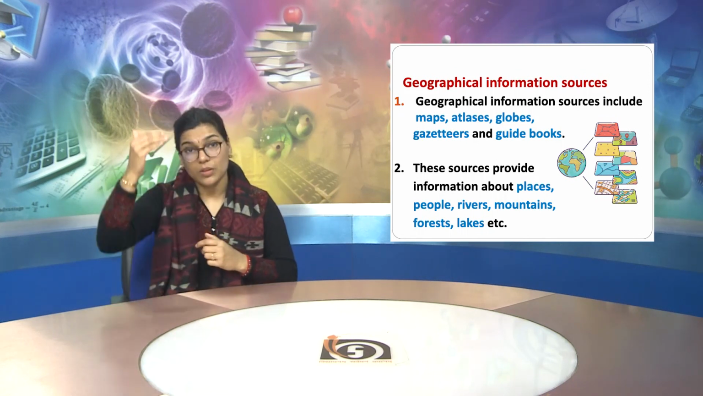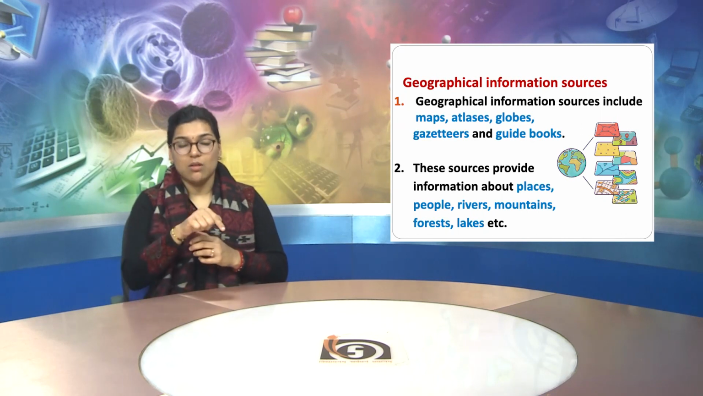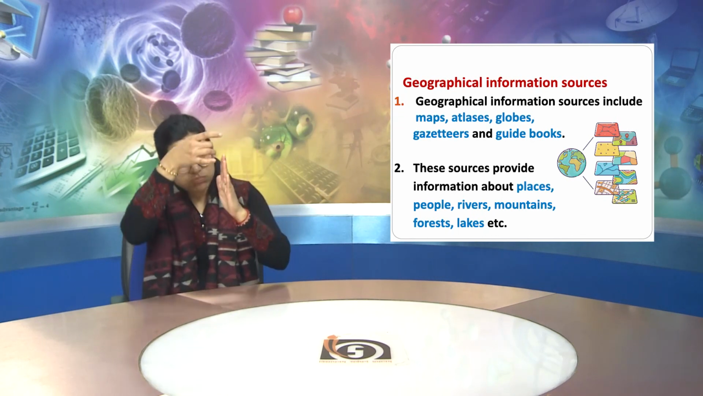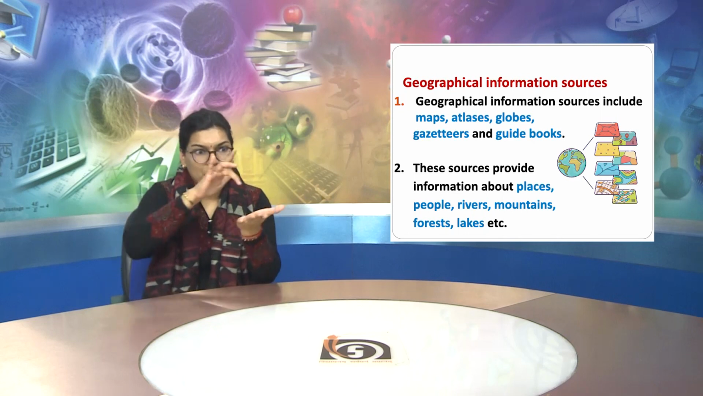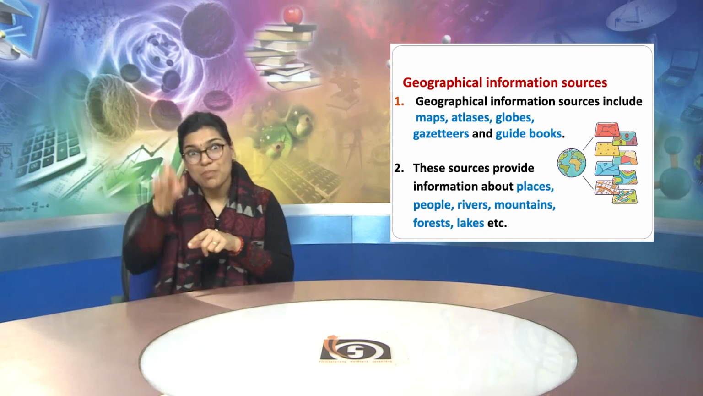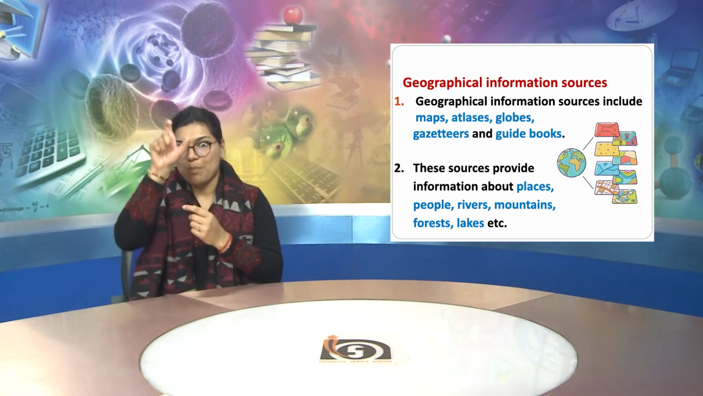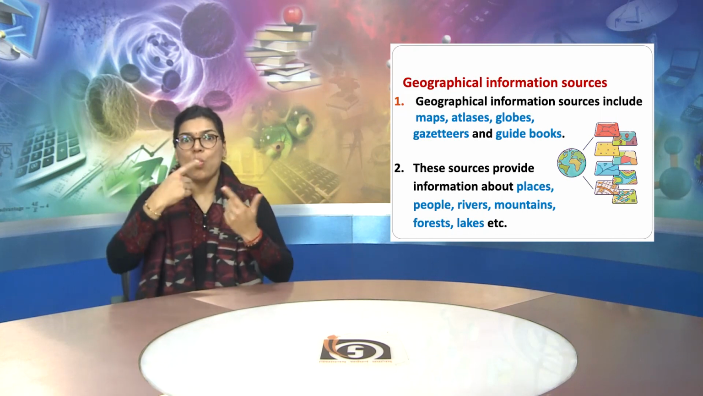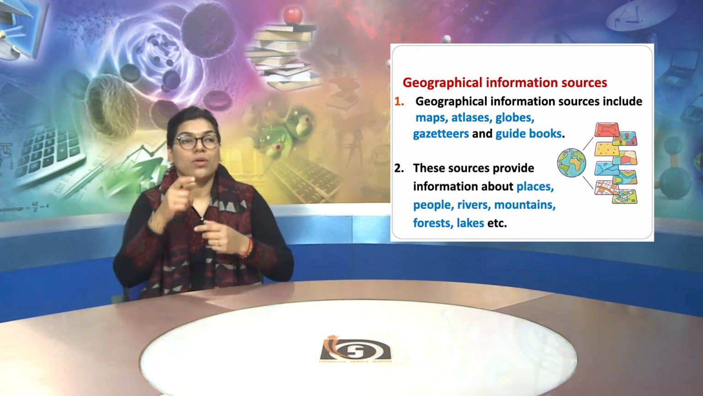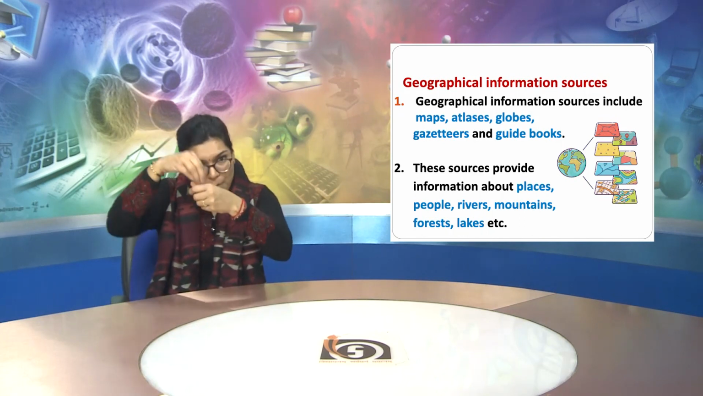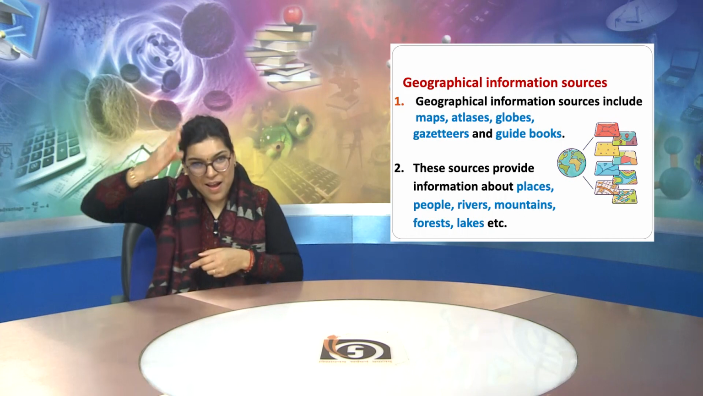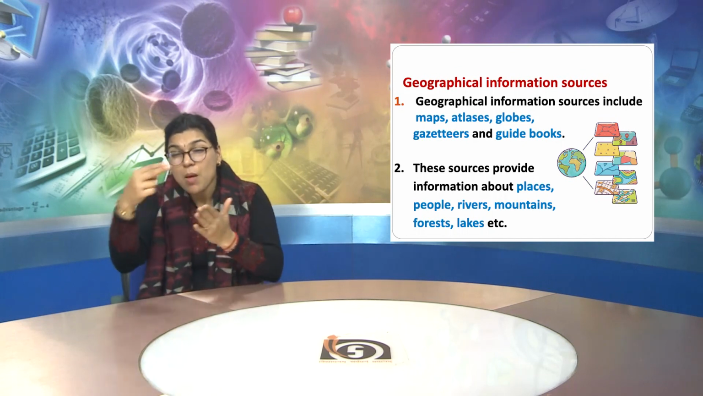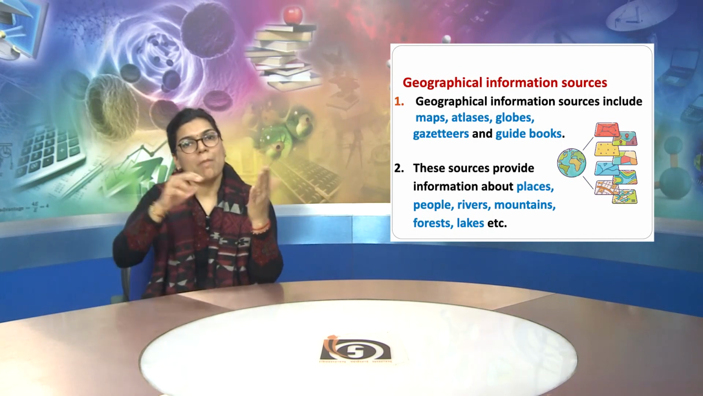Point number 2 explains that these sources provide information about places, people, rivers, mountains, forests, lakes, etc. So we can easily get all this information from the geographical information sources.